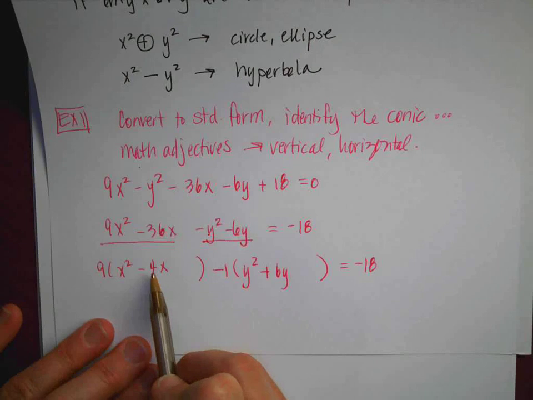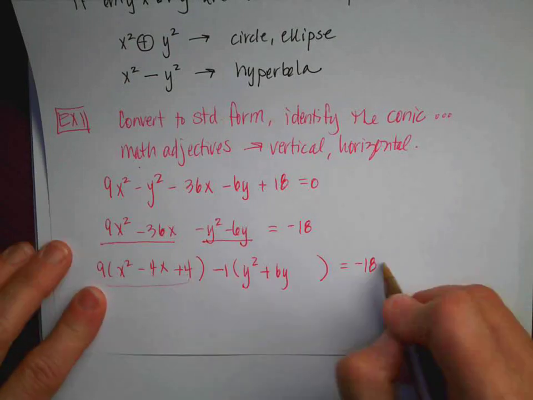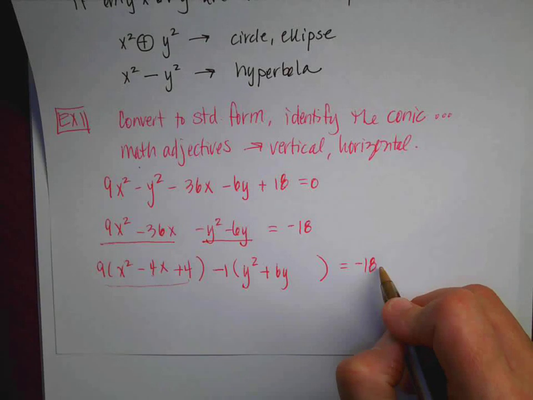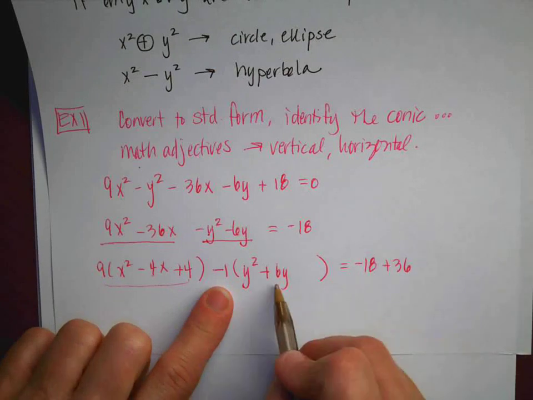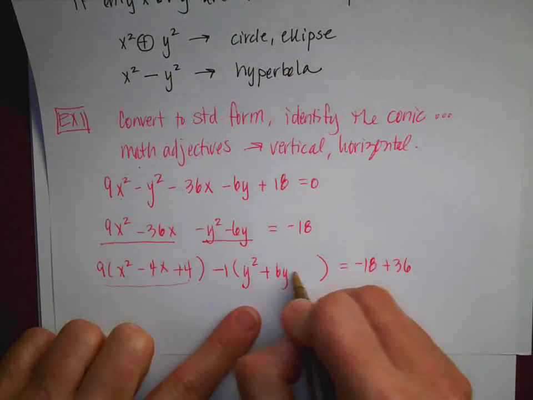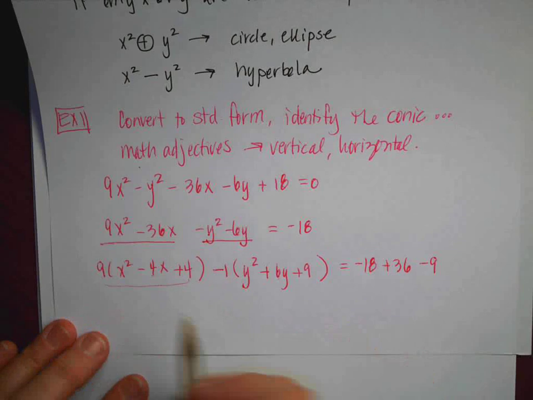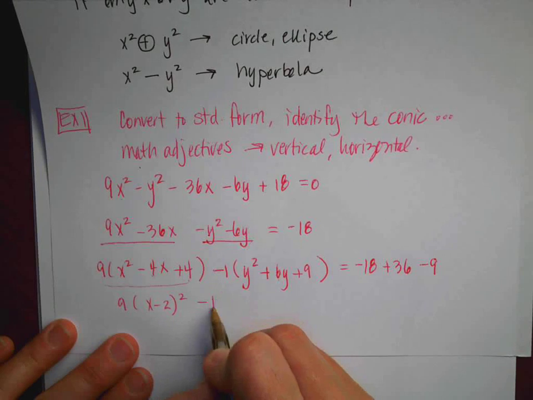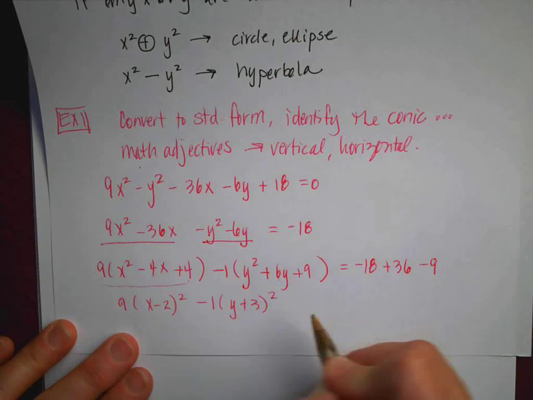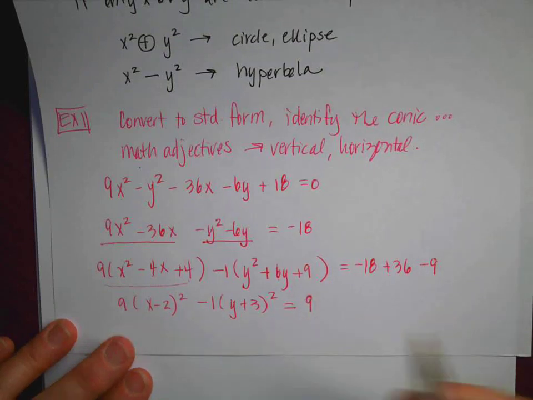And now remember, for completing the square, I take half of the middle term. Half of 4 is 2, squared is 4. But remember, I have to distribute. 9 times 4 is 36. This is a positive 36, so that means I'm going to put a positive 36 on the other side, because the net effect has to be 0. Half of 6 is 3, squared is plus 9. This is a minus 9, so that needs to be a minus 9. Now I'm going to factor 9 times x minus 2 quantity squared minus 1 times y plus 3 quantity squared is equal to, when I simplify this math, I get 9.